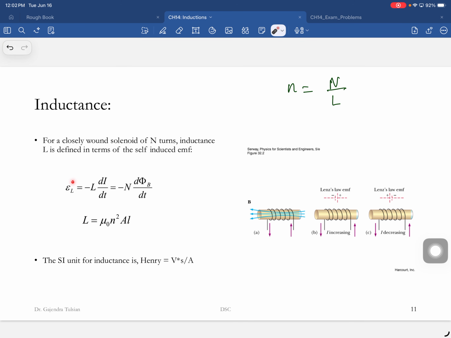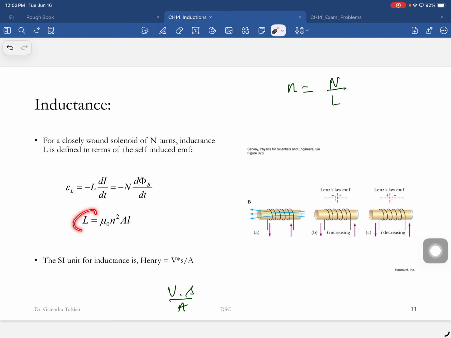So this is voltage, current, time. So voltage seconds over ampere. Those are the units of inductance, and that combination is called a Henry, after Mr. Henry.